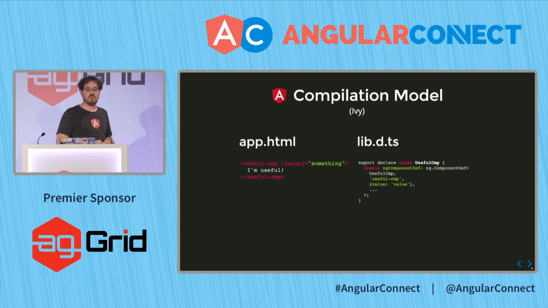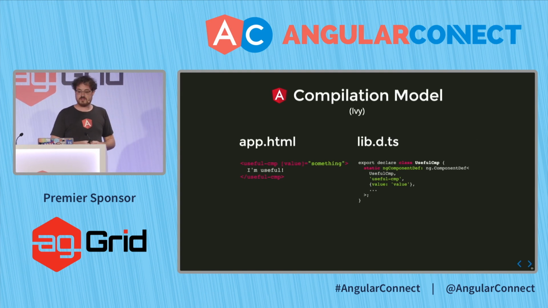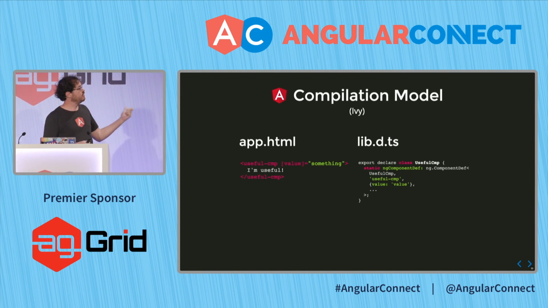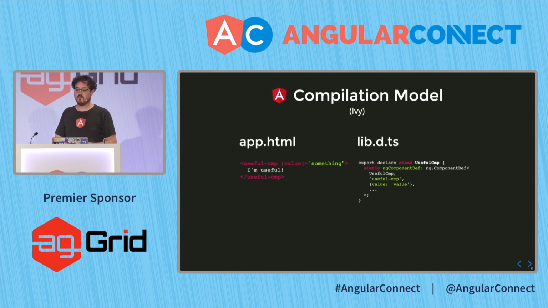So that means when we build an application that uses this library, the compiler knows, looking at this template, that this useful component is actually an instance of this thing that came from the library because it sees the information in the lib.d.ts file.